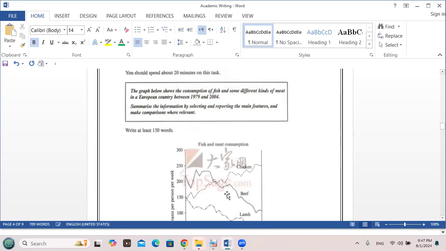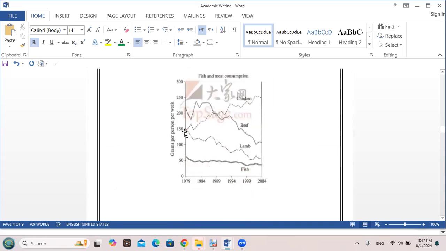So what do you see here? As you see, we have a trend. We have chicken going up. We have beef and lamb going down, and we have fish going down. This is one main idea. What is the second main idea here? From your point of view, what is the second main idea?